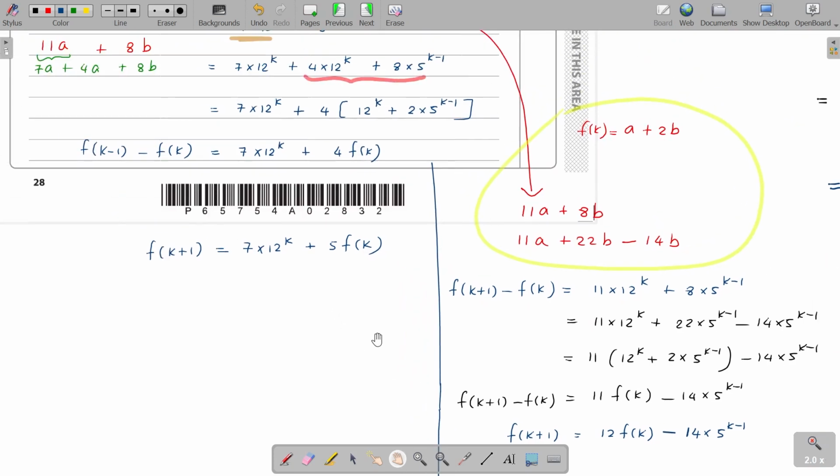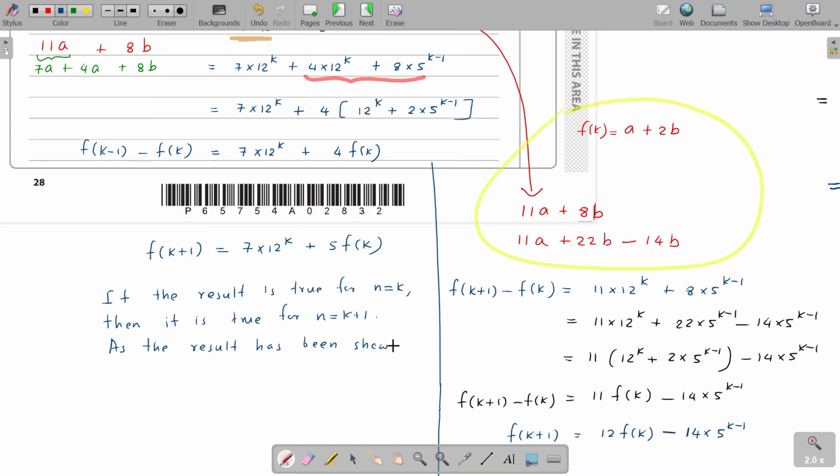If the result is true for n equals k, then it is true for n equals k plus 1, and then the next one, as the result has been shown to be true for n equals 1, then the result is true for all n. Okay, so this is the conclusion.